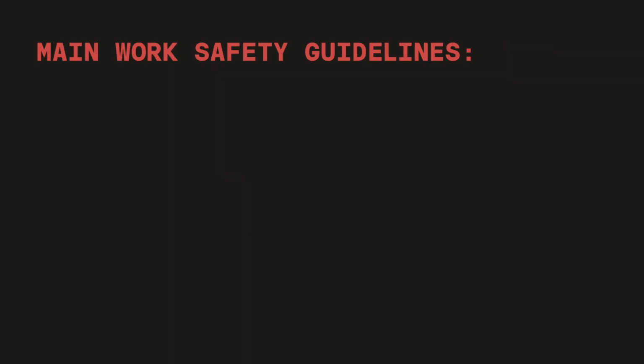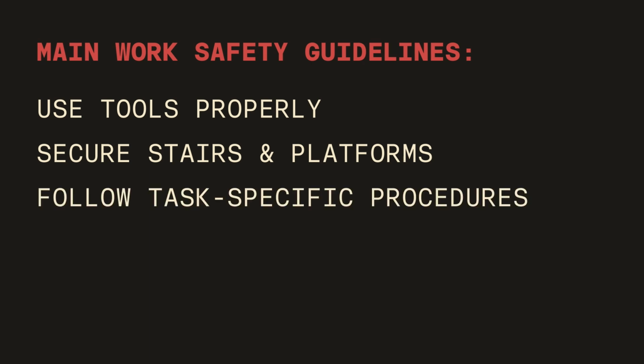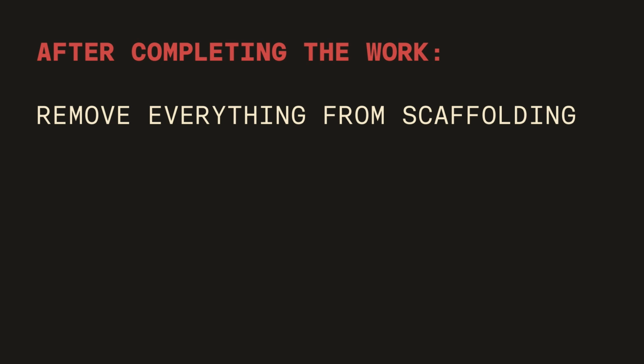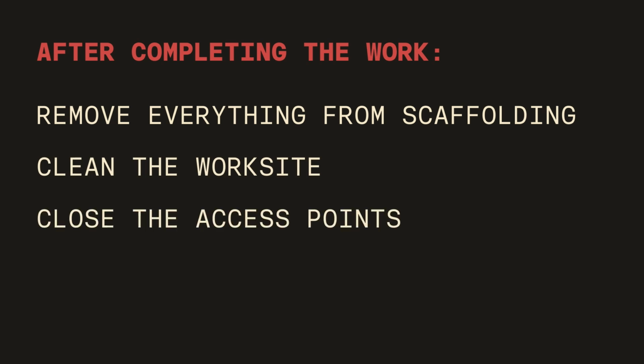During work, it is important to ensure proper use of tools and materials, use safety measures on stairs and work platforms, and ensure their proper securing. Implement specific procedures according to the nature of the work, whether it be plastering, painting, or other construction works. After completing the work, remove all materials, tools, and construction debris from the scaffolding. Clean and organize the work site, and close the access points to the scaffolding with appropriate signs and barriers.